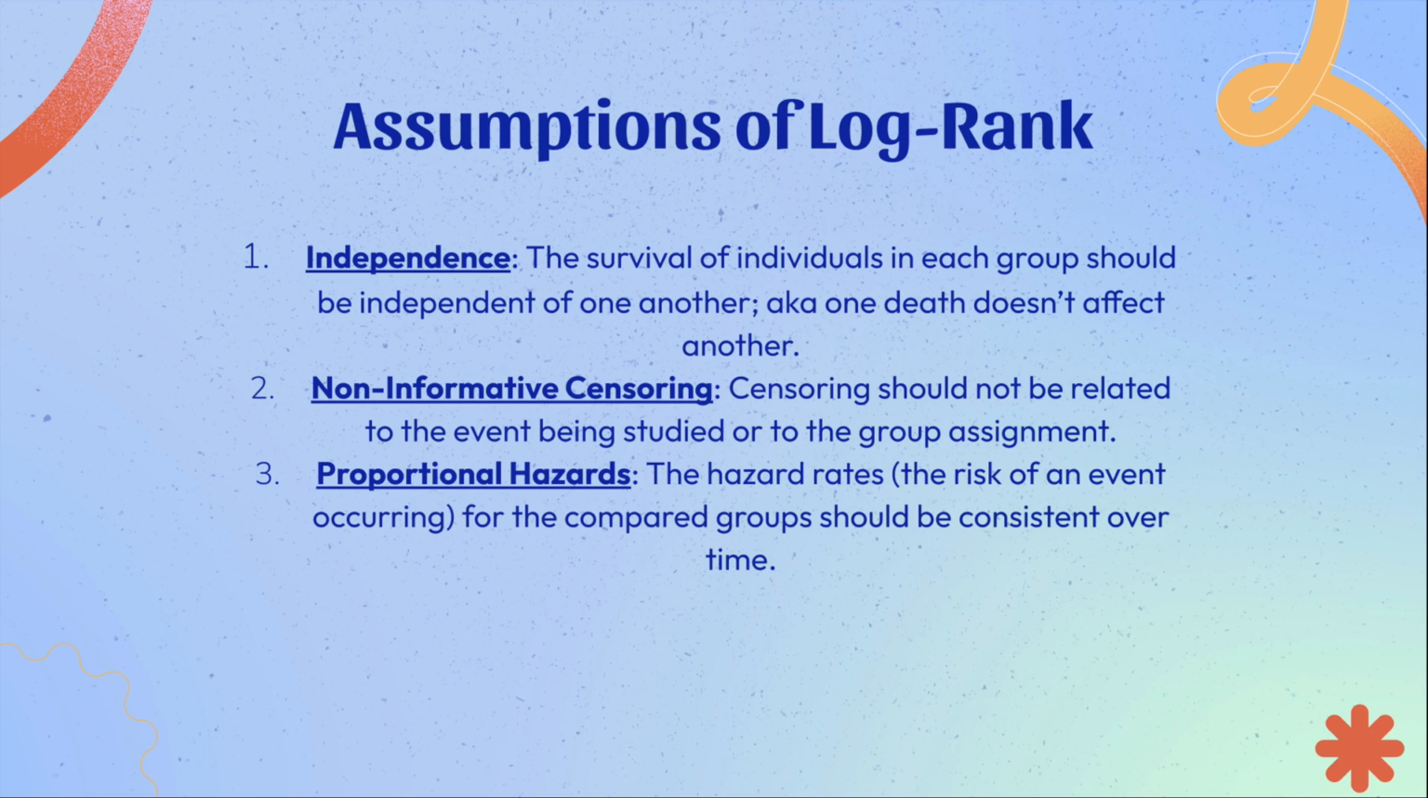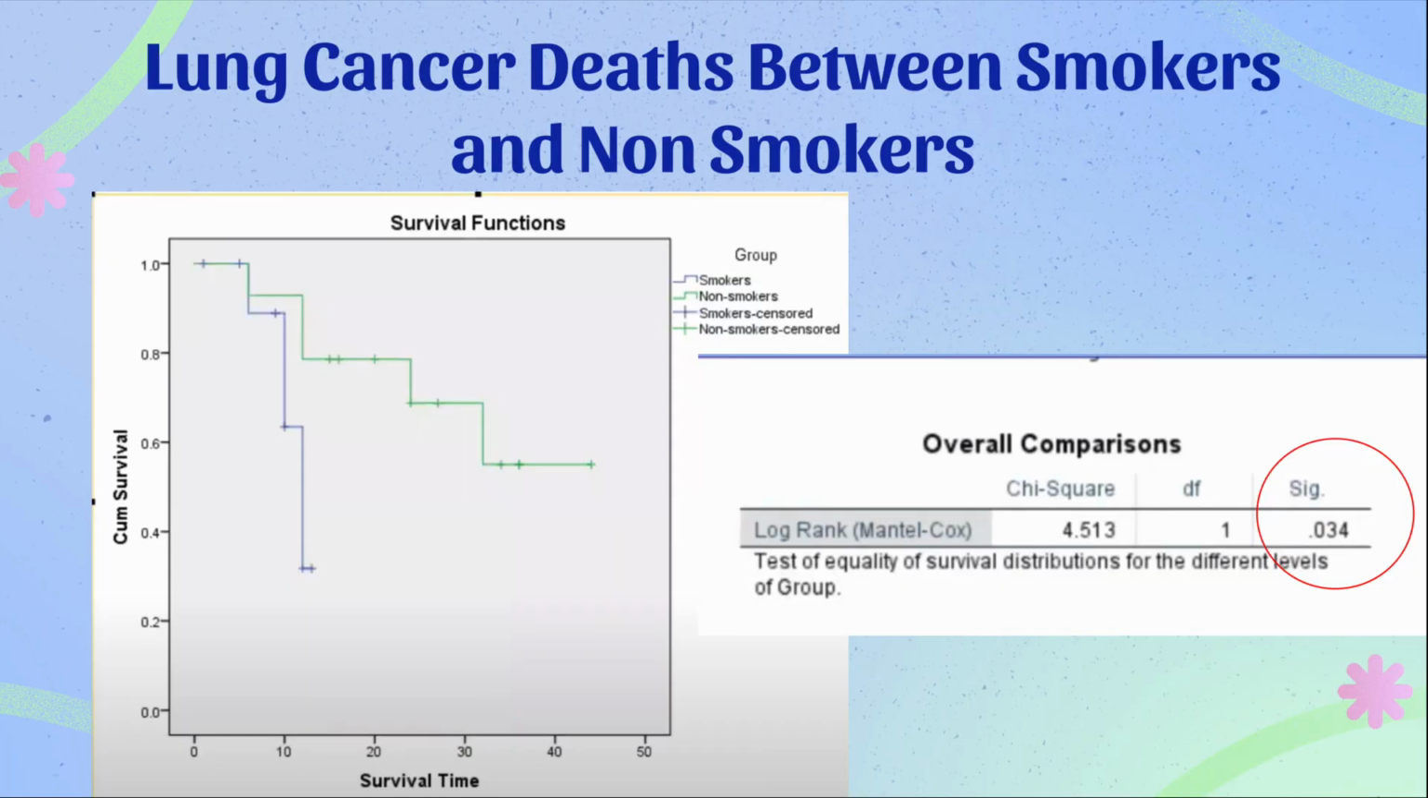For this to work, there are several assumptions that must be met. The survival of individuals in each group should be independent of one another. Censoring should not be related to the event being studied or group assignment, and the hazard risk must remain proportional. So for each individual in a group, it should be constant for that group over time. Going back to the smoking example, assuming all conditions are met, the log rank test has had a p equal to 0.034, demonstrating there's a significant difference between the two distributions, that smoking significantly lowers survival.